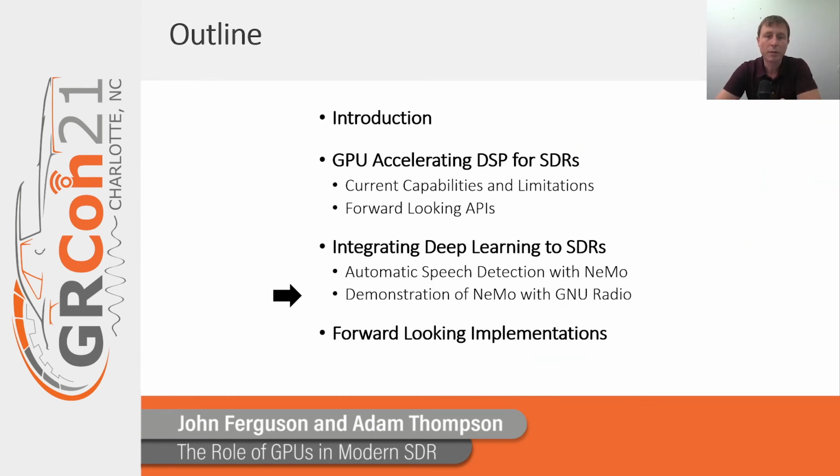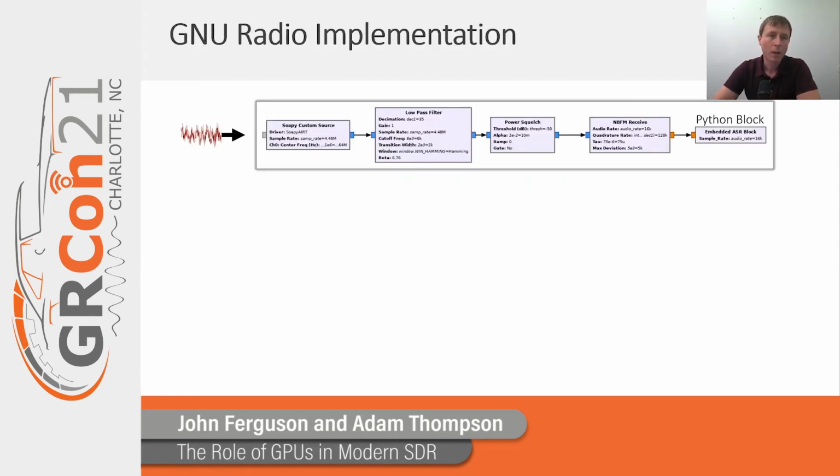Okay, so now let's talk about the specific implementation that we have here for NeMo within GNU Radio. Here is our GNU Radio flow graph. You start off on the left-hand side. The squiggly lines there are the RF signal coming in. Then we get into GNU Radio where we have our SoapySDR source block. We are leveraging Deepwave's AIR-T radio here. We sample the RF data, and then we send that to a low-pass filter.